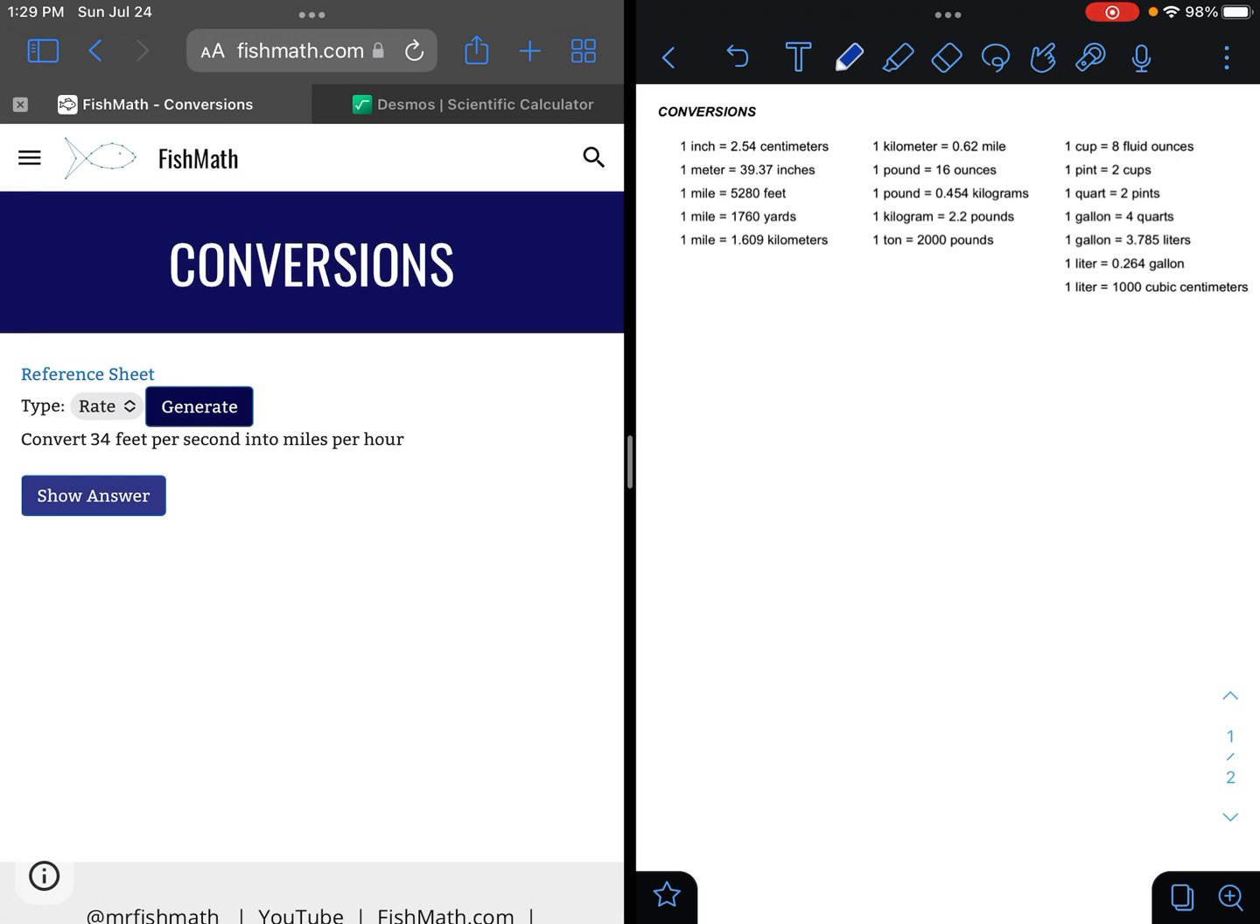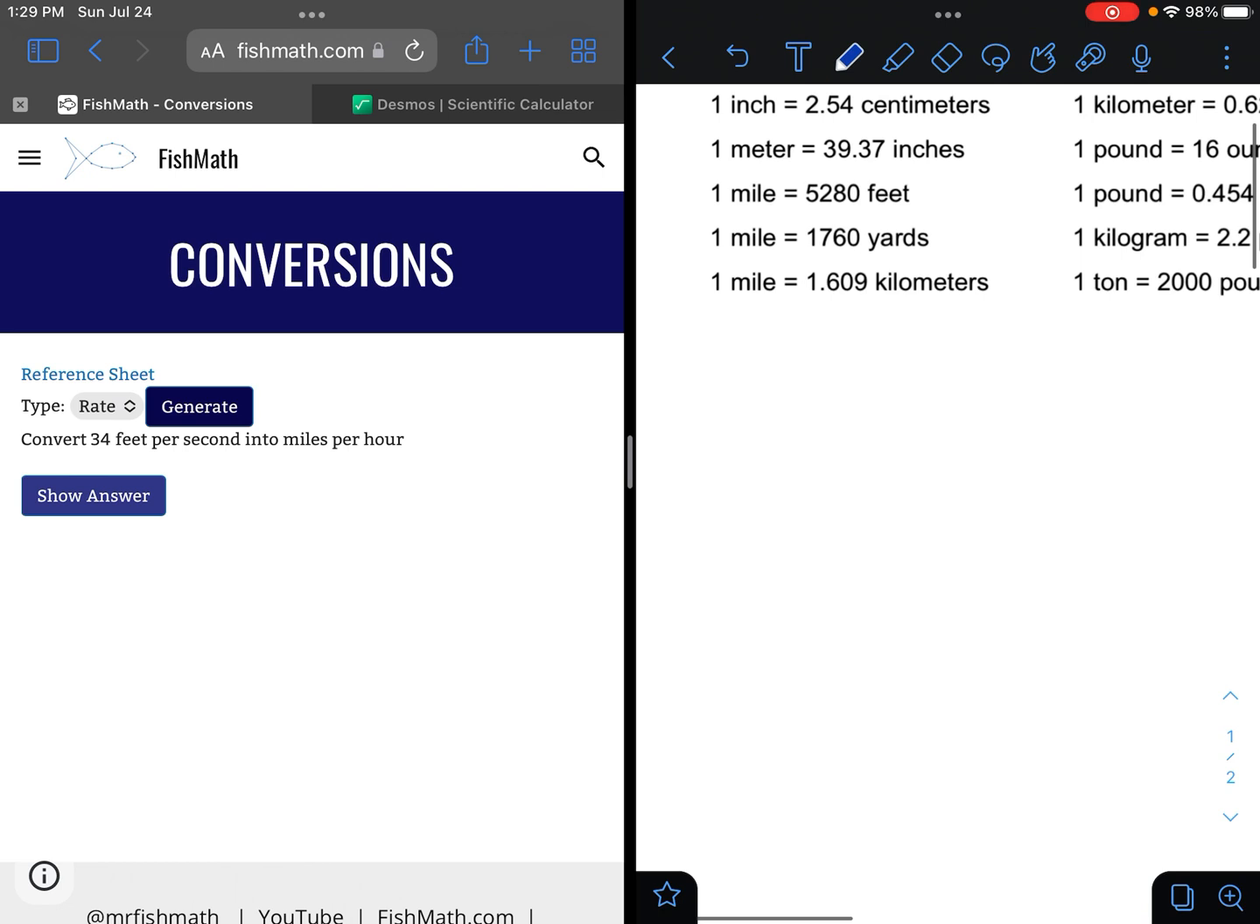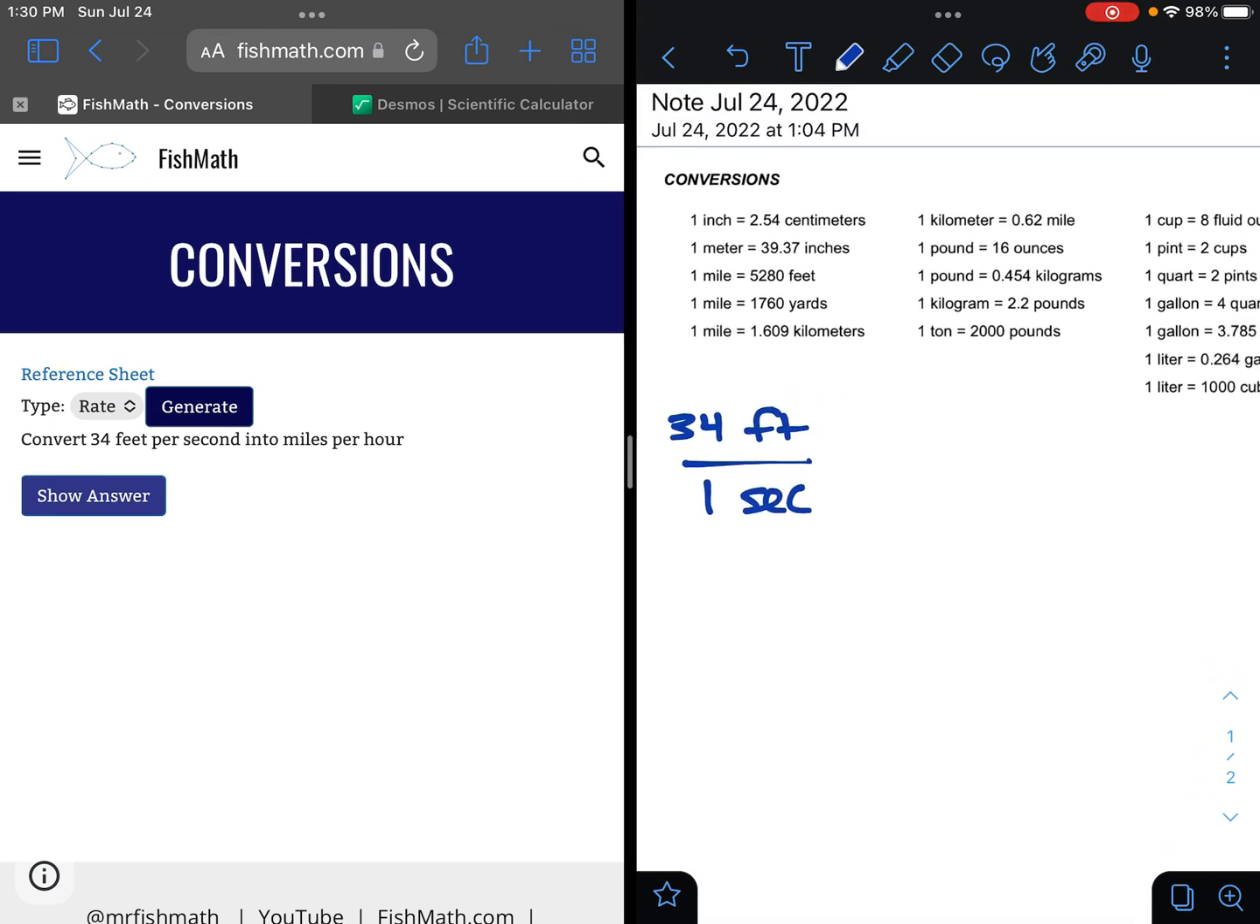So for this 34 feet per second into miles per hour, I'm going to start with the 34. And this is feet per 1 second. And the goal is to get that into miles per hour. So miles over hours. So we have to get rid of the number of feet in seconds, and we have to convert those units into miles in hours. So dimensional analysis takes care of that for us by multiplying by something that's equal to 1. So we have to know some conversions here, as you can see up here, that are all equal.